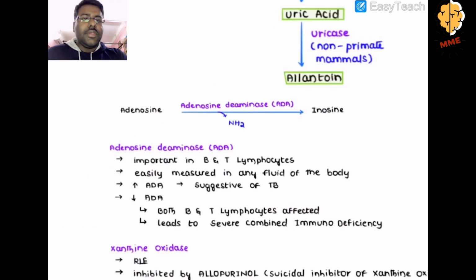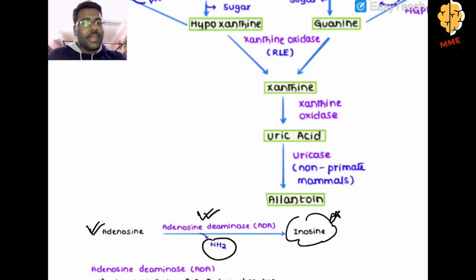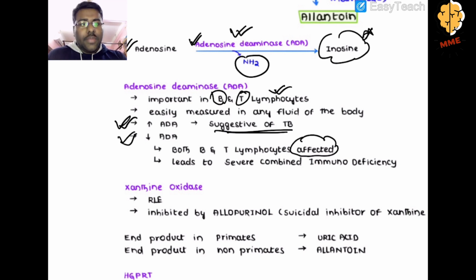Now coming to the adenosine. The adenosine, with the enzyme ADA, adenosine deaminase, gives out the NH2 and forms inosine, which is seen here but not in the case of guanine. Now coming to this enzyme adenosine deaminase, why is it important? Because it is very important in B and T lymphocytes. An increased amount of ADA is suggestive of TB, and if ADA is decreased, then both B and T lymphocytes get affected and this leads to severe combined immunodeficiency syndrome. Severe combined immunodeficiency syndrome.